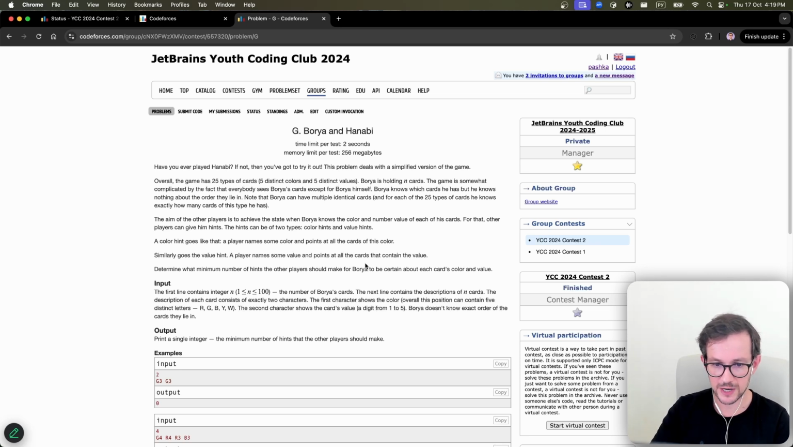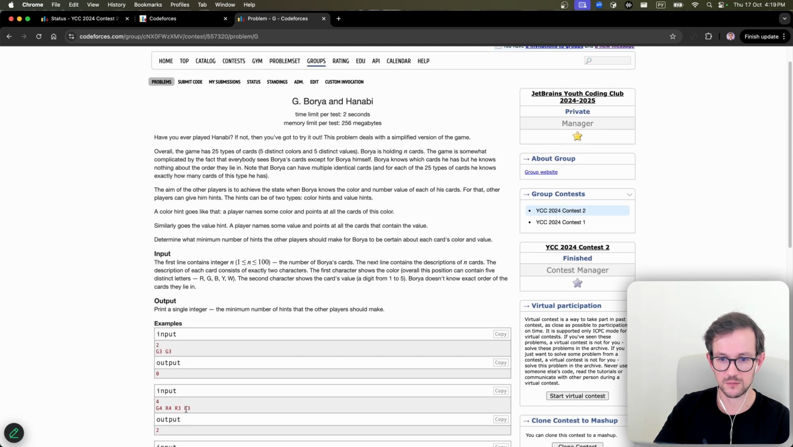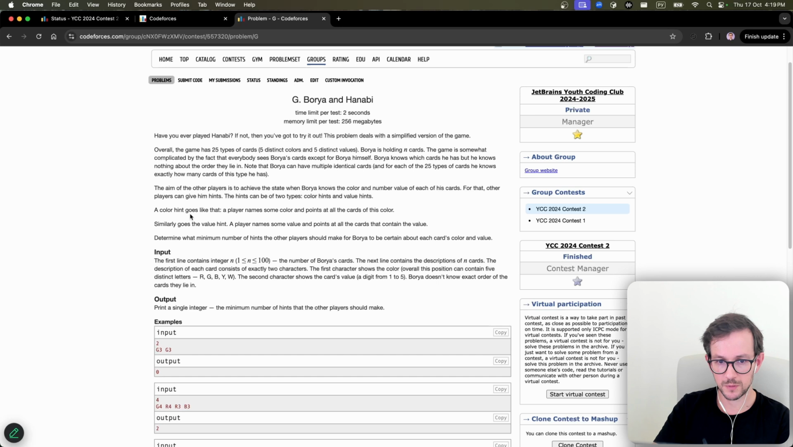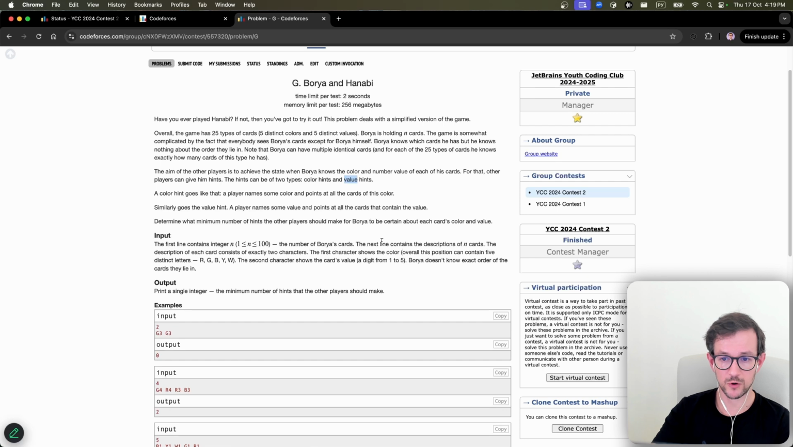So you have some set of cards. You need to check which card is which, and to do this, you're given some clues, hints. The hints are of two types. I can mark all the cards of a specific color, and I can mark all the cards of a specific value. You need to give the minimal number of hints such that you can understand which card is which. So you know the set of cards, and you need to understand the order of these cards in your hand. Again, it looks really complicated.